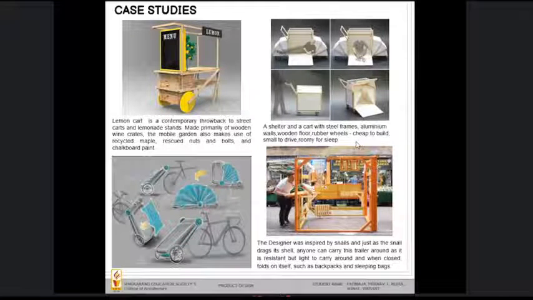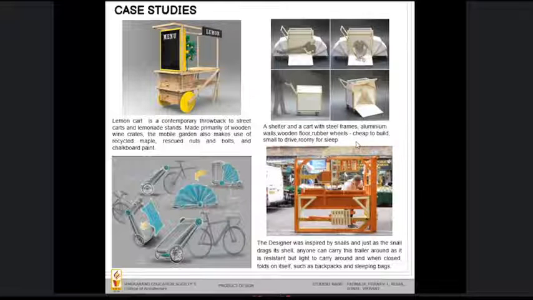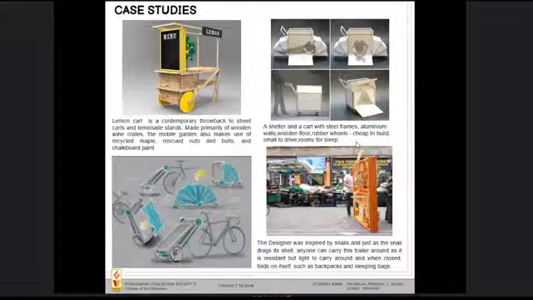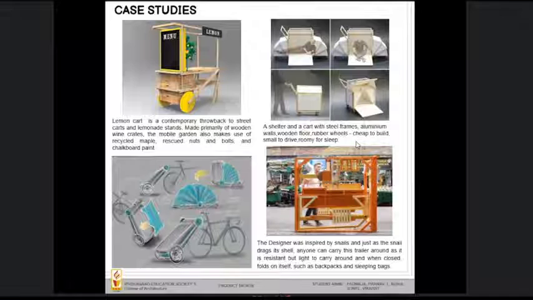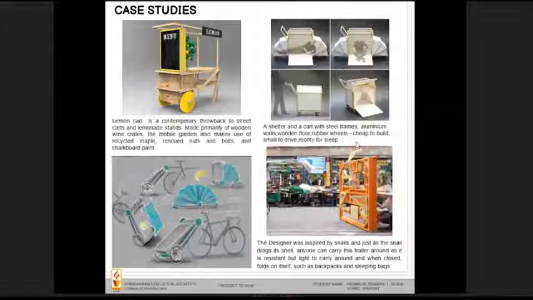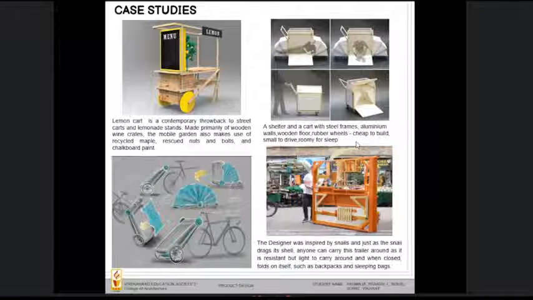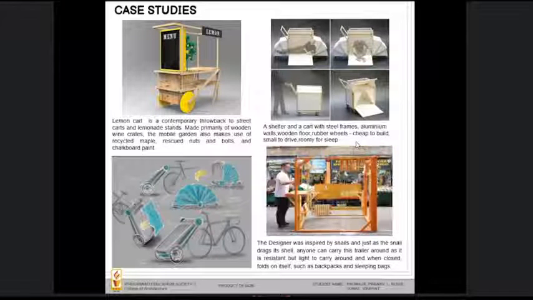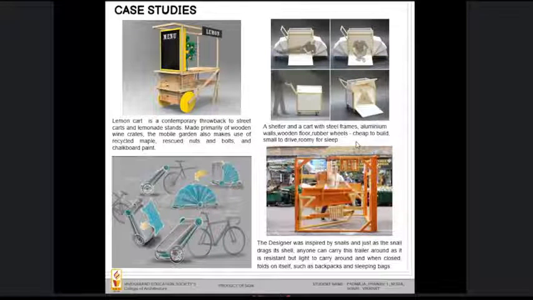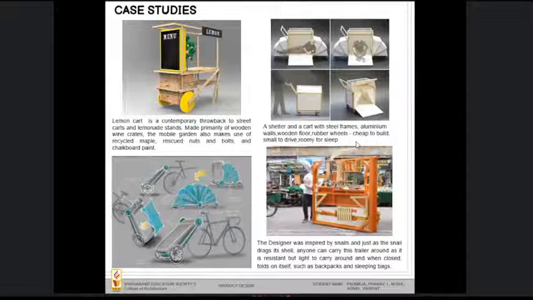The design is also inspired by the snail, as the snail opens up its shell. Similarly, this stall opens up some cracks. It opens up some of the cracks, and then people can use it as storage or for selling as well. So this was also inspired by the snail.